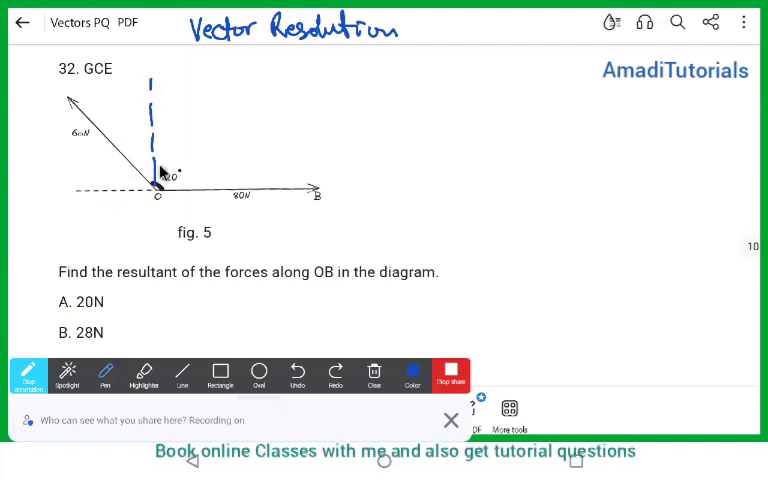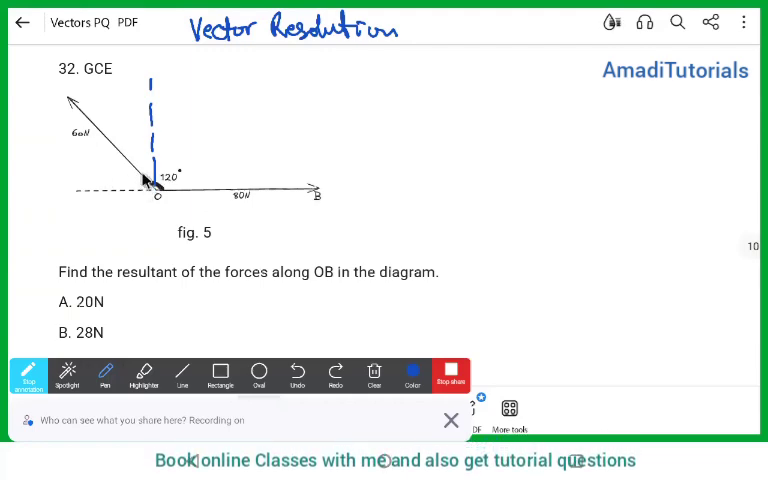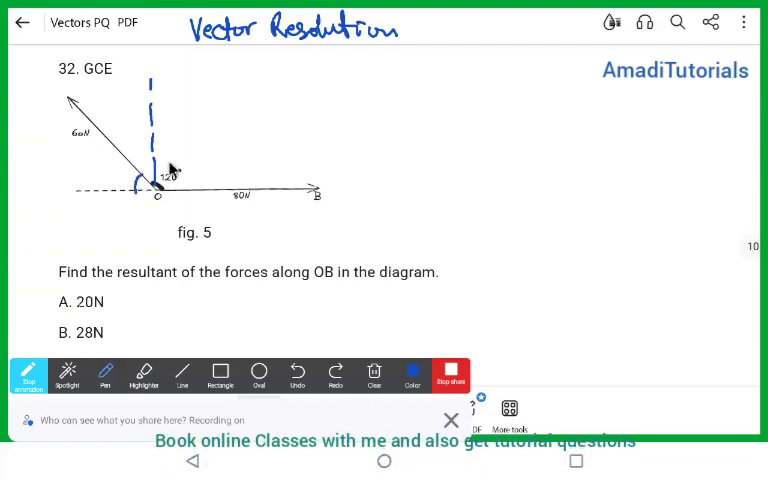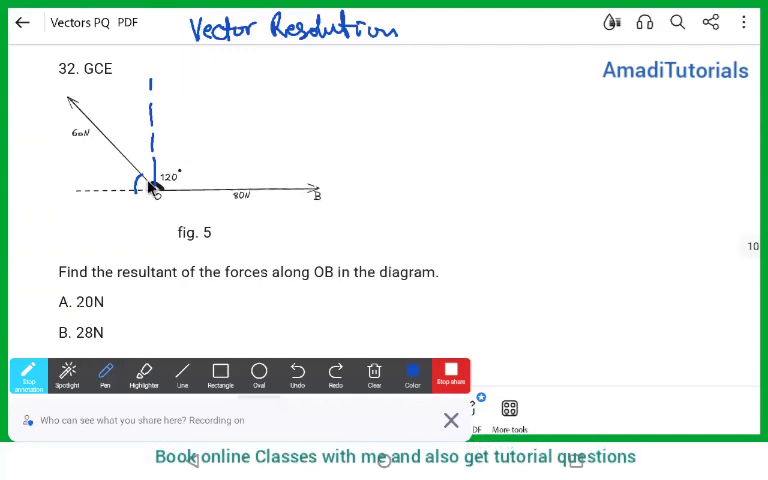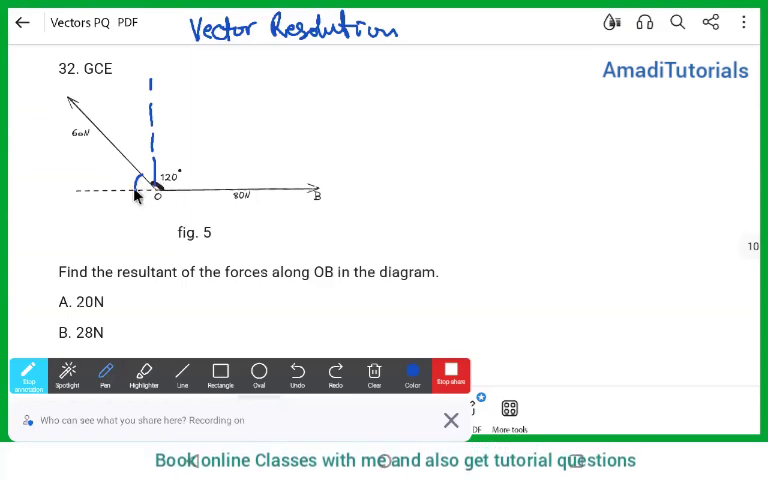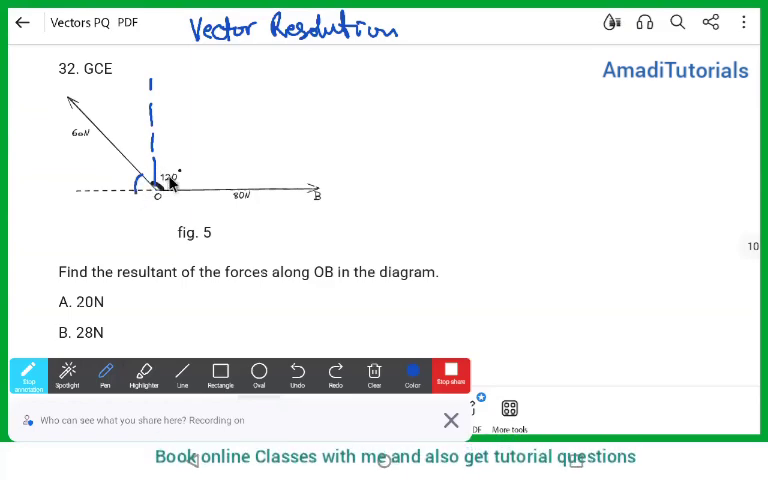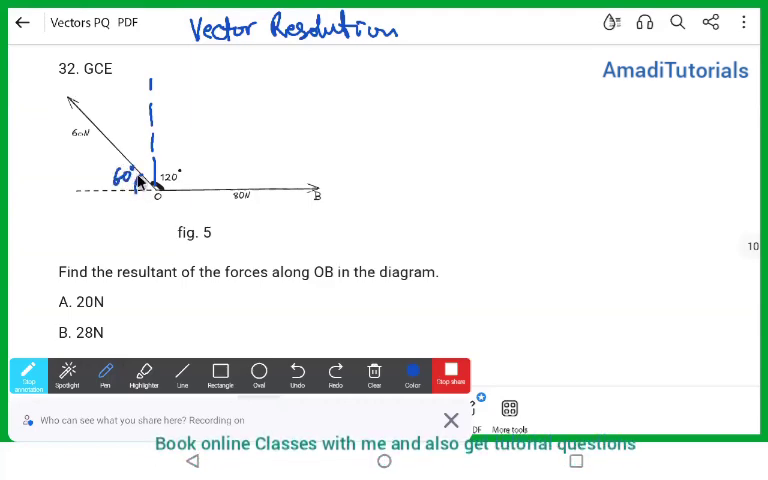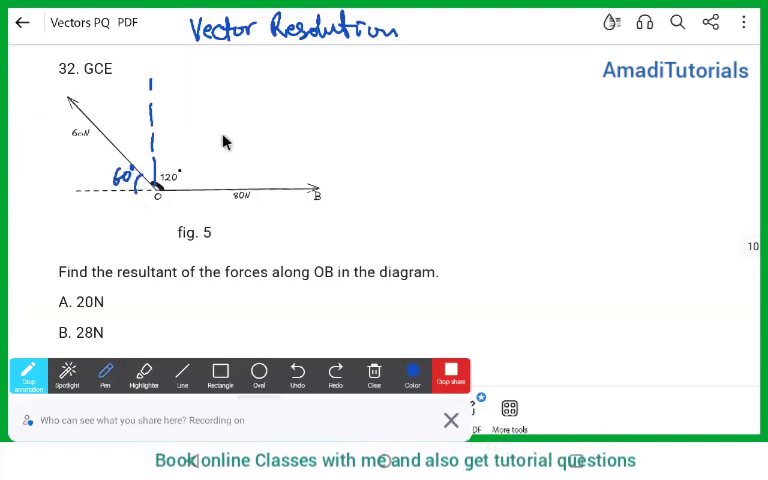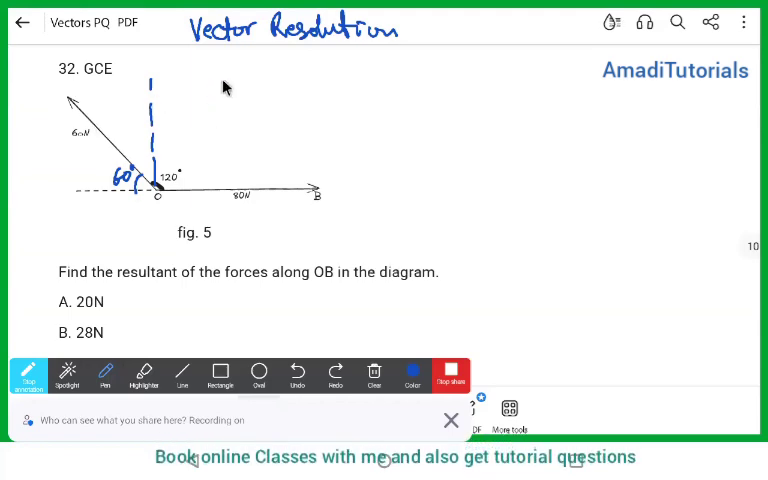So the angle this 60 Newton makes with the horizontal is 180 minus 120. You know, angle on a straight line, that's angle from here to here, is 180. So if you minus this 120 from it, it will give you the angle here. So this is 60 degrees. Okay, so let's resolve this 60 Newton.